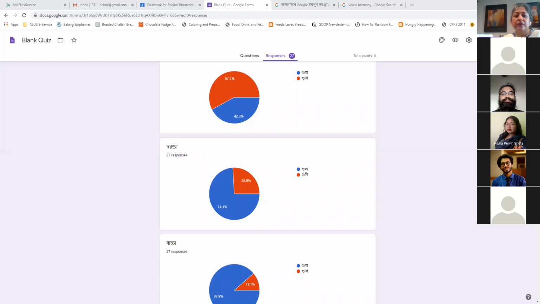Now there are 3 types of deletion happening. One is called syncope, the second one is called apheresis, and the third one is called apocope. Okay, so let's look at syncope. When a vowel is deleted, it is called syncope. That vowel can be deleted from any position in the word, as long as it is a vowel that is deleted.